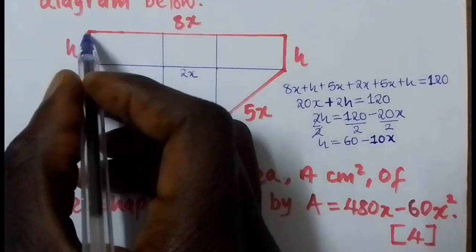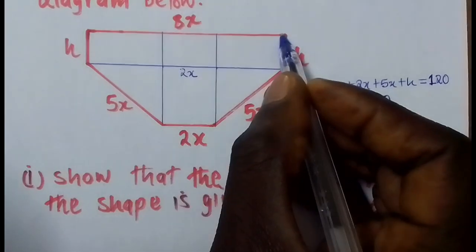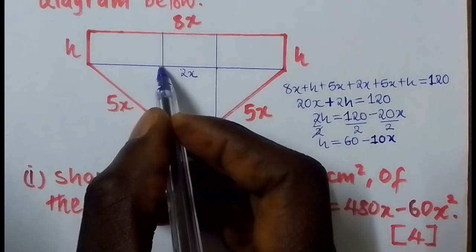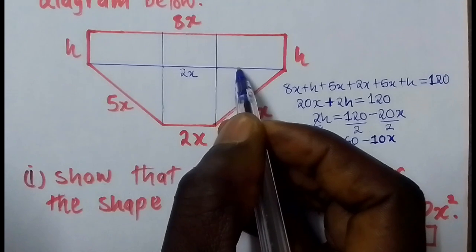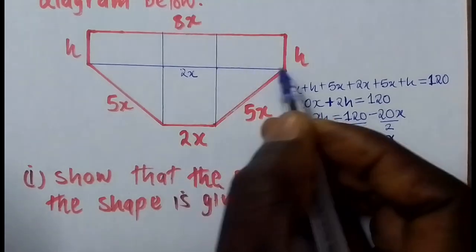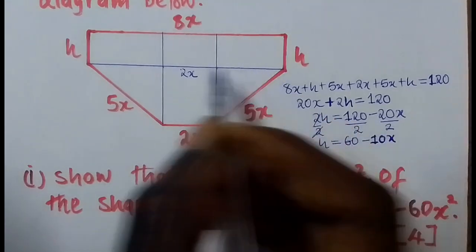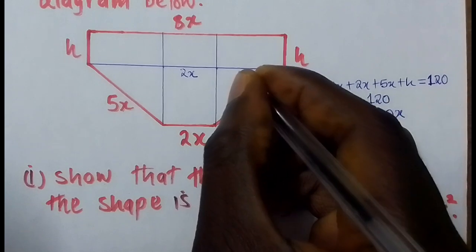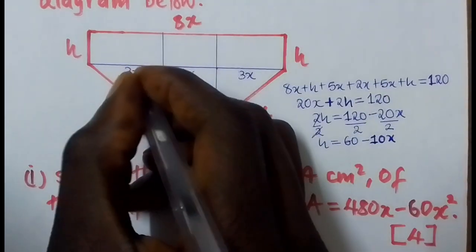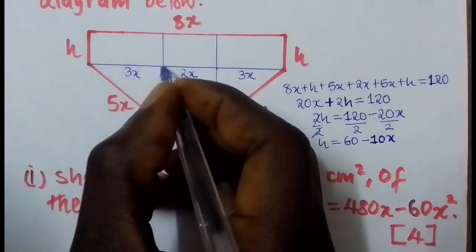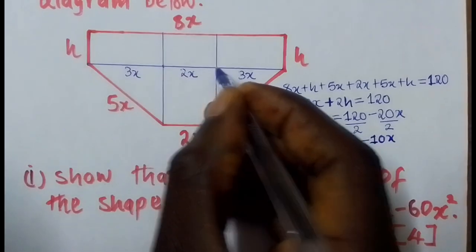Remember here, the full length from here to here, it is 8x. So when you remove 2x, this means you are going to remain with the 6x. And that 6x will divide by 2 because this side, which is here, is equal to this side. So this here is 3x and also this is 3x. So 3x is from this point to this point, and also this side, this point to this point.